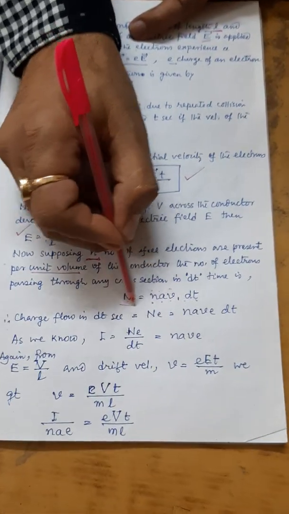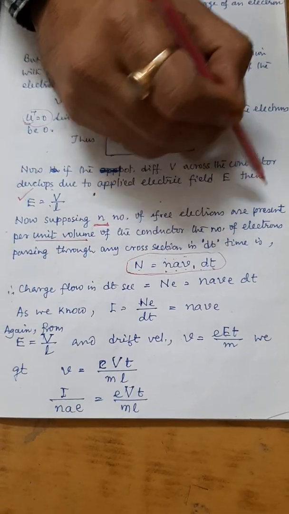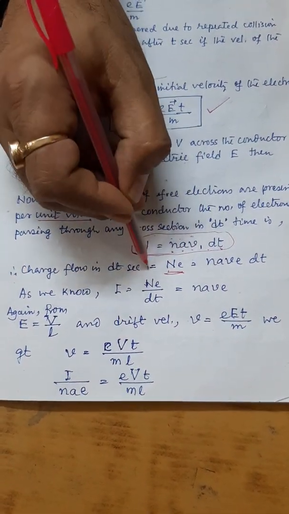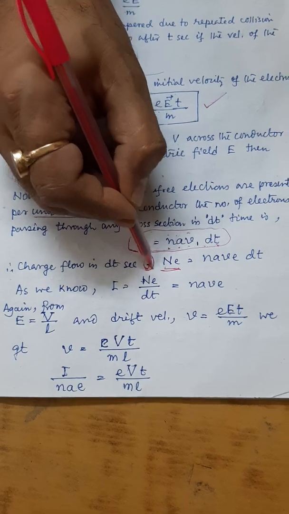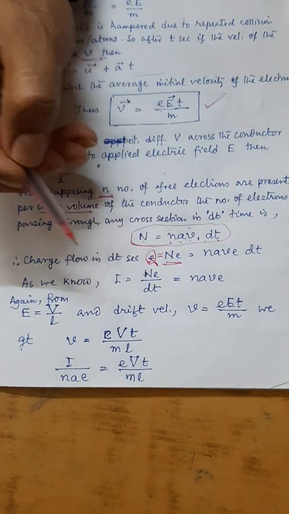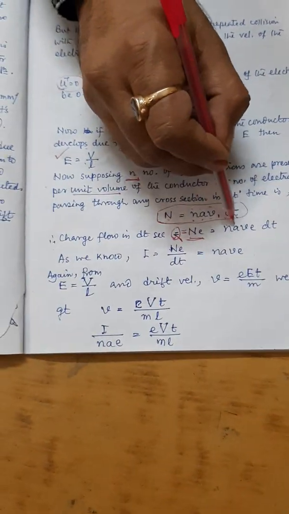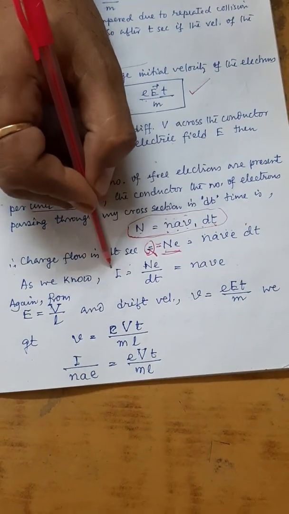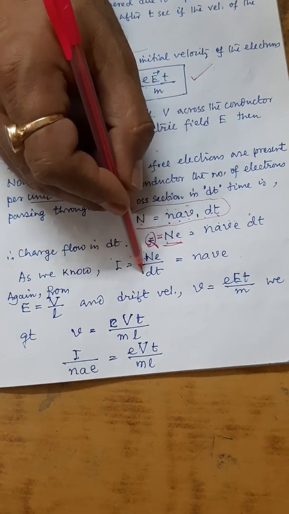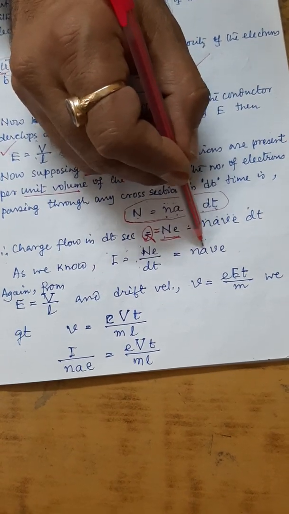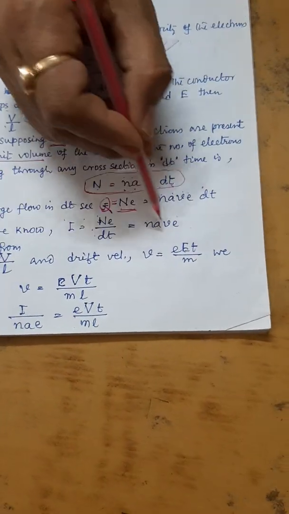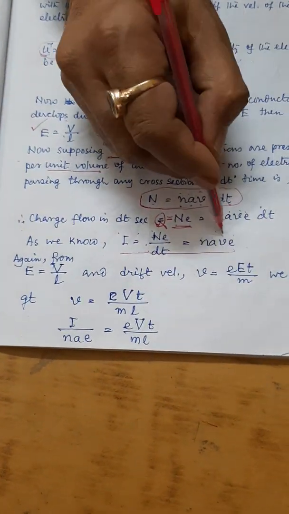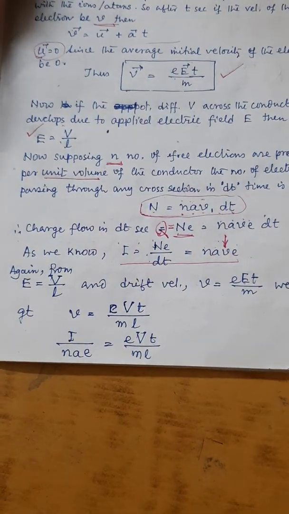So this number of electrons contributes to the total charge, which is supposed to be Q. So Q equals n A v e dt. Now we know current I equals total charge by time, so it is simply n A v e. That is the expression of current with the help of the drift velocity v.